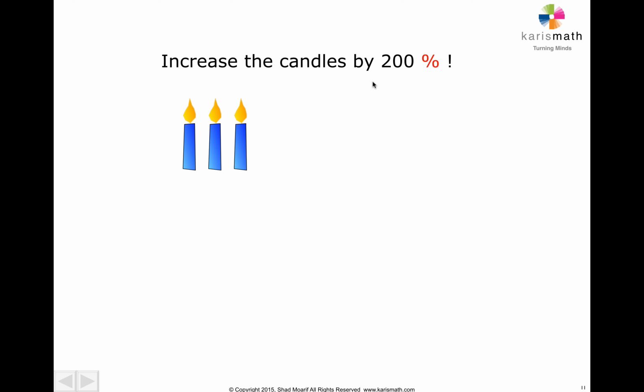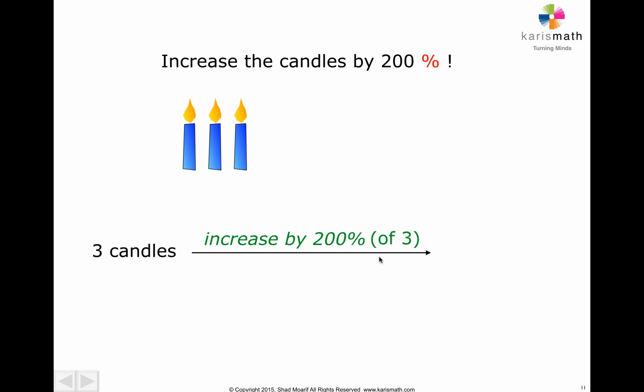You want to increase these candles by 200%. How many will you get? You have 3 candles. You want to increase 3 by 200%. Try it yourself. Try to find out what's 200% of 3. And you'll find the 3 candles, increase it by 200%. Well, 200% of 3 is actually 200 over 100. Well, that's obviously just 2. It means 2 times 3. It means you're doubling it. 200% increase means you're doubling it.